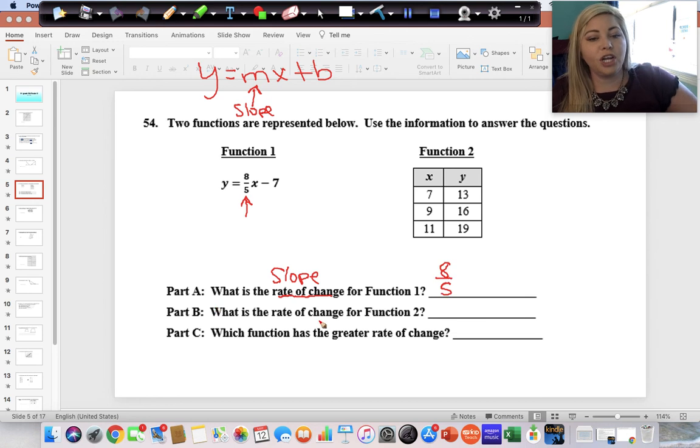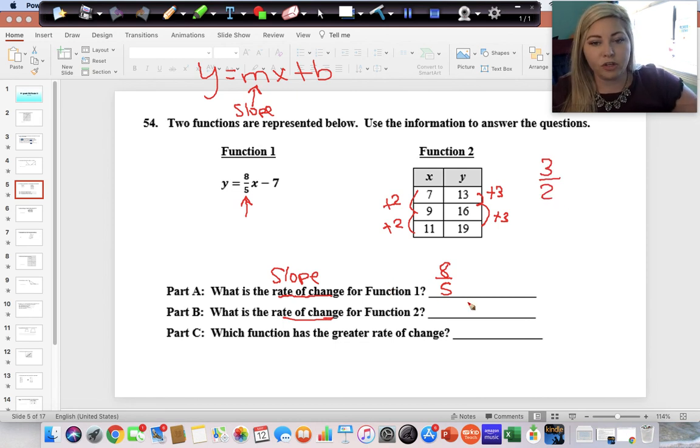What is the rate of change for function 2? So again, we have to find the rate of change for function 2. We're first going to find the change in y. 13 to 16 is plus 3. 16 to 19 is plus 3. 7 to 9 is plus 2. 9 to 11 is plus 2. So remember, it's the change in y over the change in x. So function 2's rate of change, or slope, is 3/2.